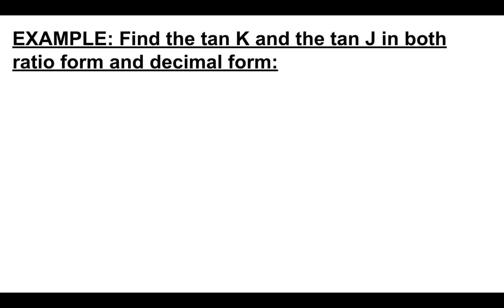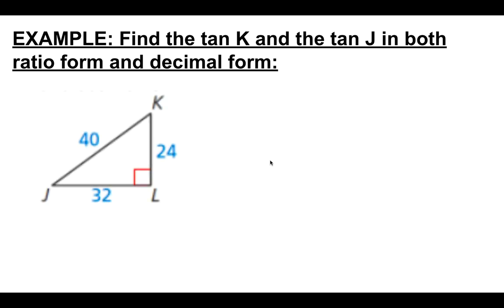Now find the tangent of K and tangent J in both ratio form and decimal form. So go ahead and do the exact same thing that we just did on the last example.